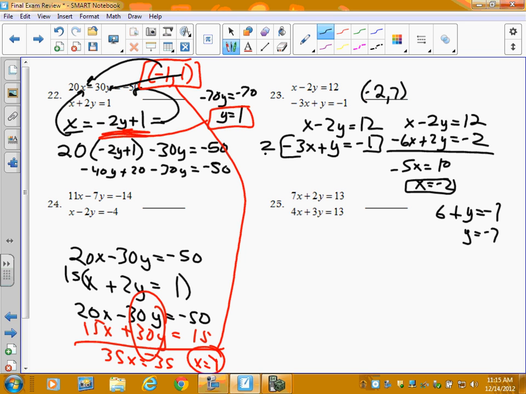So I take negative 2 and plug it right here and see if negative 2, negative 7 gives me negative 2 plus 14, which is 12. 6 plus negative 7 is negative 1. So it works.